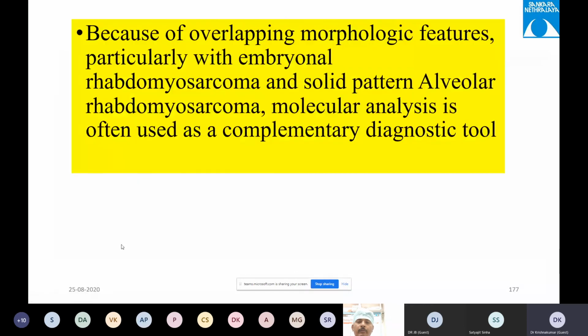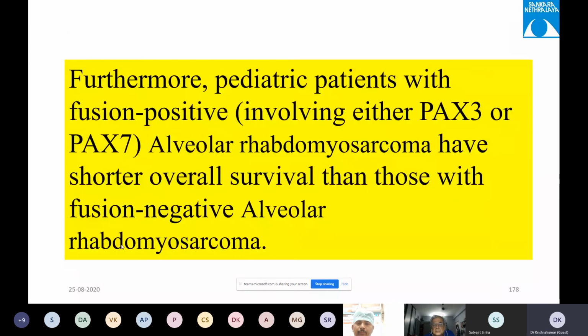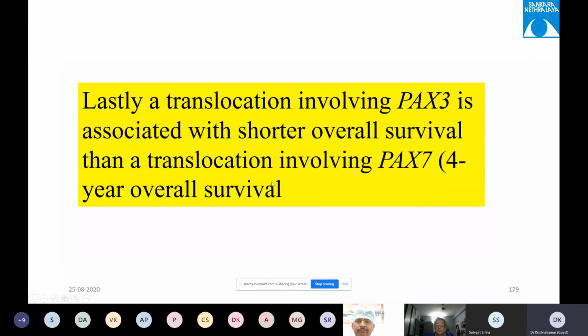Why must you know this? Because there could be overlapping morphological features between embryonal and alveolar rhabdomyosarcoma, solid pattern. So it may be difficult from light microscopy to differentiate between them. So molecular analysis is very, very important. Furthermore, in children, when there is a fusion gene, PAX3 or PAX7, the prognosis is bad compared to rhabdomyosarcomas with no fusion gene. And fusion involving PAX3 has a shorter survival than PAX7. In this way, for personalized medicine, studying these fusion genes is very, very important.